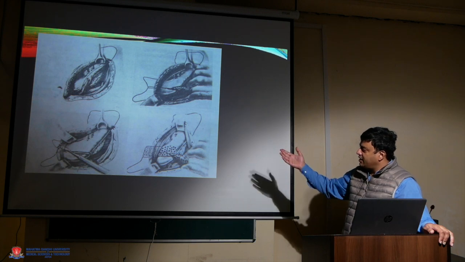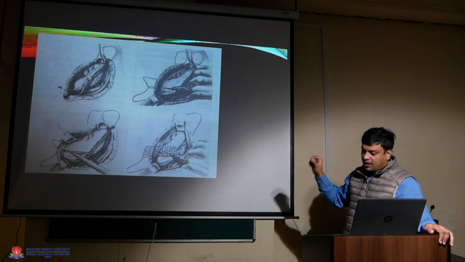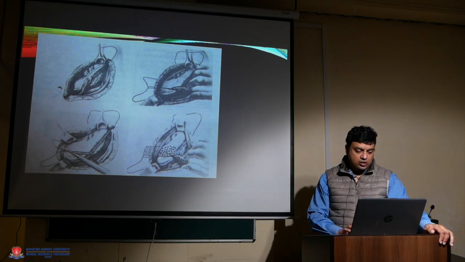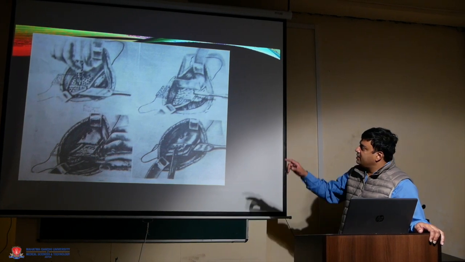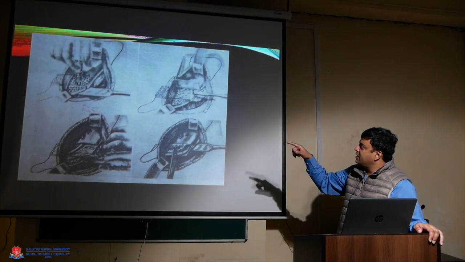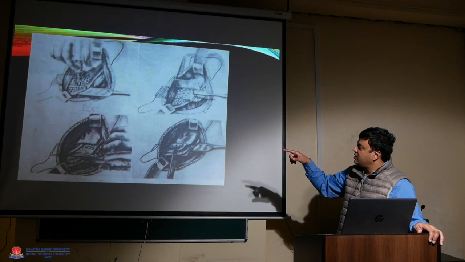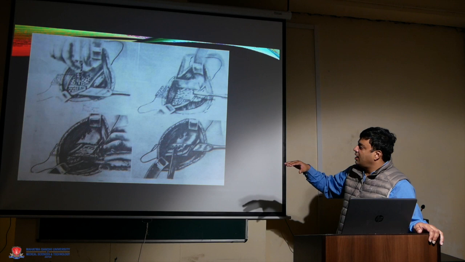Then the anterior segment is morcellized and small burr holes are made so that bony bleeding occurs. And then the entire split is connected, taking care of the inferior alveolar nerve. Once the split is completed, then both the segments are overlapped.